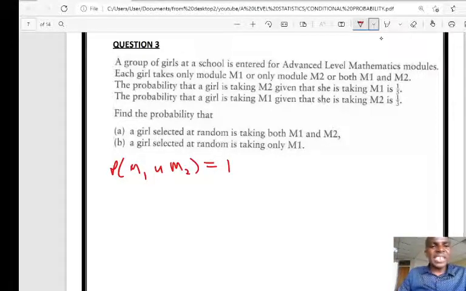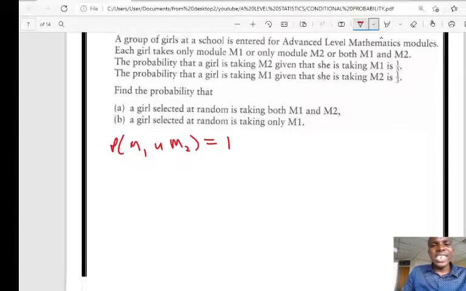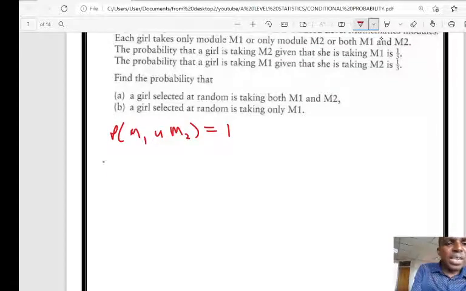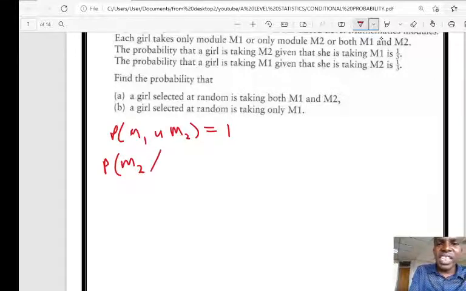Then the probability that a girl is taking M2, given that she's taking M1, is 1/5. It's a condition that you are given. The probability that a student is taking M2, given that she's taking M1, is equal to 1/5.